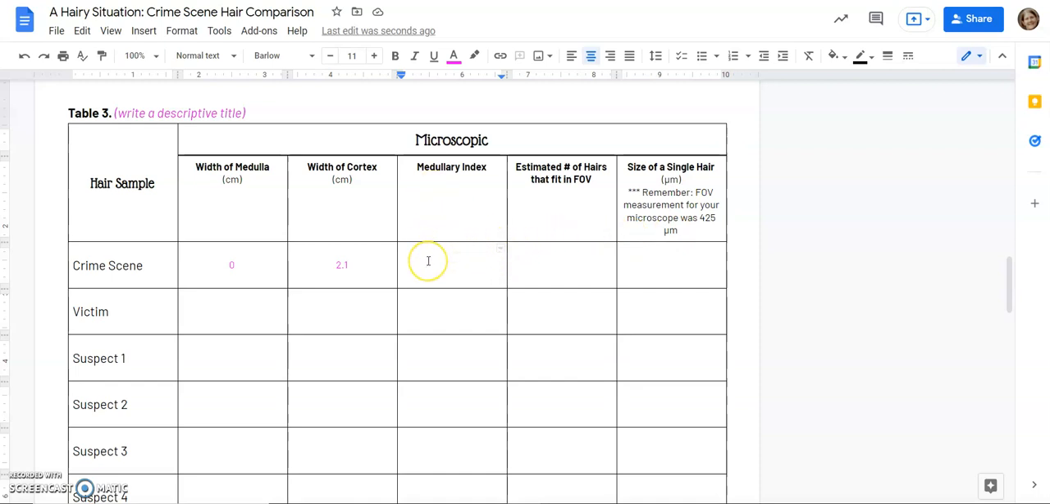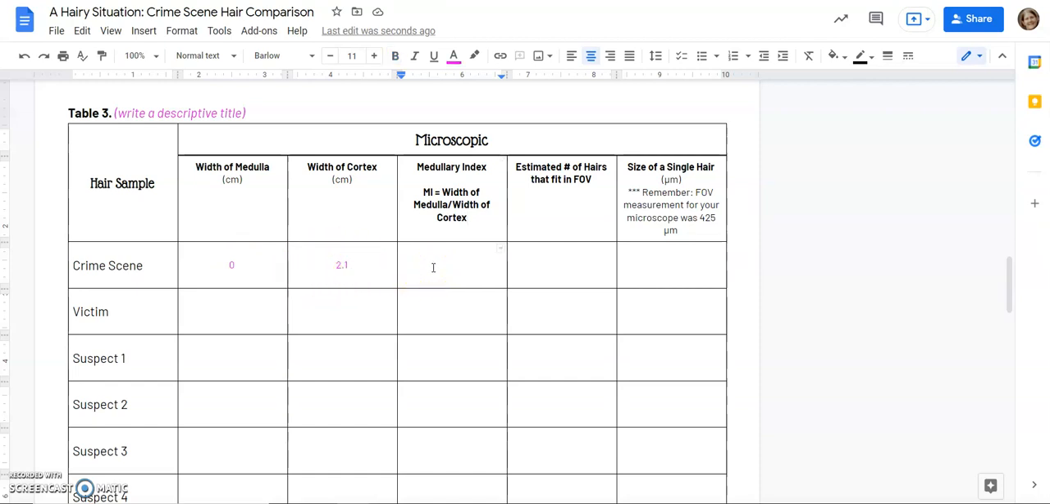To figure out medullary index, you are going to use these two values, the width of the medulla and the width of the cortex. So medullary index, MI, equals the width of the medulla divided by the width of the cortex. You're just going to divide column 1, the width of the medulla, by the width of the cortex.